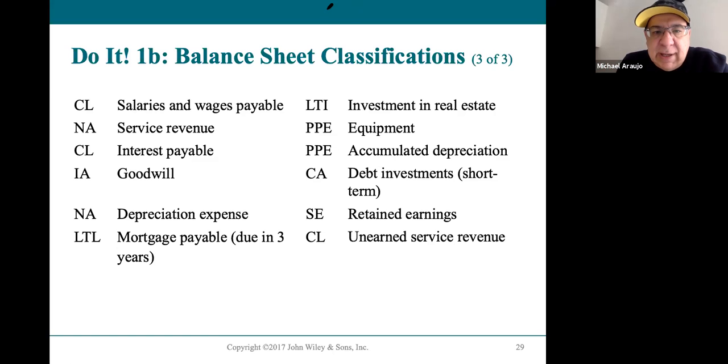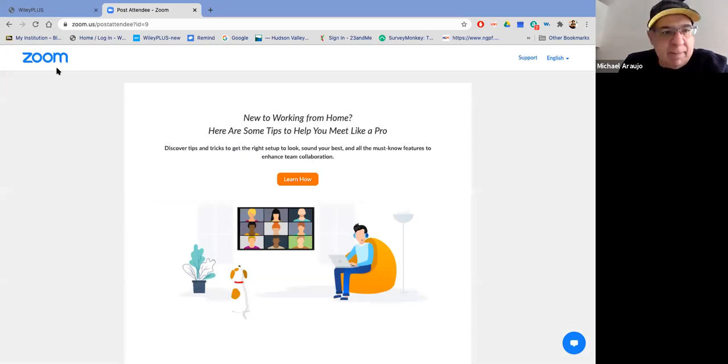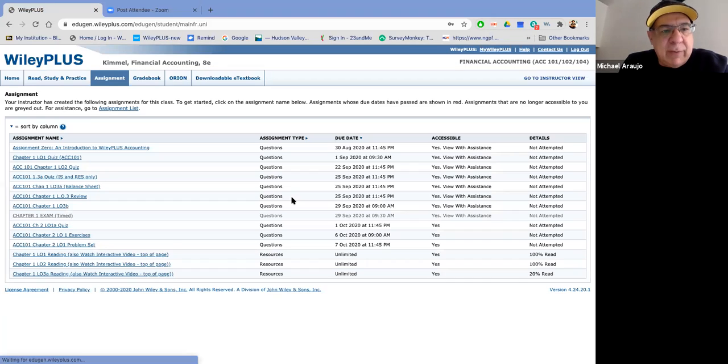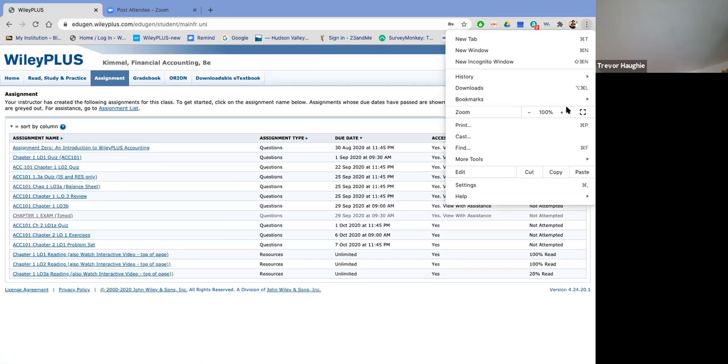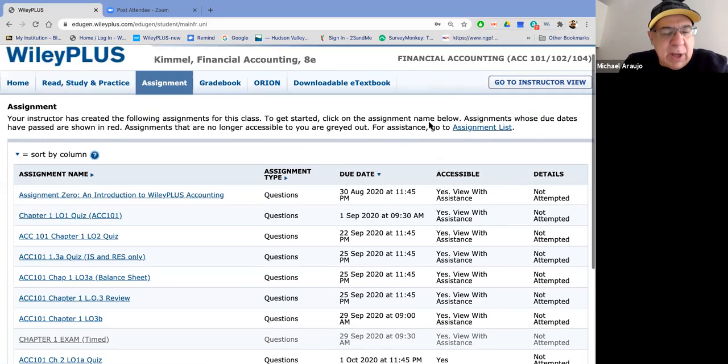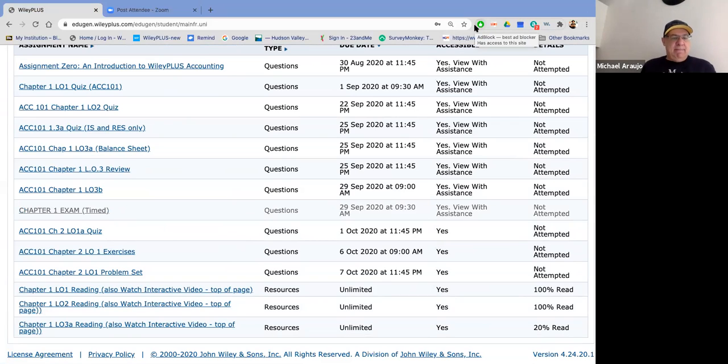What I'm going to do is stop the share here and bring you to Wiley, to show you that. I hope Wiley is working for me here because I've ignored it for a while. Here we go. I want to make this a little bit larger. Can everyone see Wiley on the screen now?